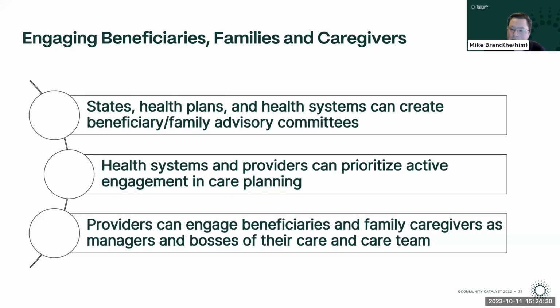We also feel that meaningful engagement is a cornerstone of making sure systems are accountable to and meet the needs of the people they are designed to support, especially those historically left out. And we believe meaningful engagement should happen in all aspects of HCBS care, ranging from policy creation to service provision. Some examples of how this can be enacted include: states, health plans, and health systems can create beneficiary and family advisory committees. Health systems and providers can prioritize active engagement in care planning with beneficiaries and their caregivers. And providers can engage beneficiaries and family caregivers as managers and bosses of their care and care team.